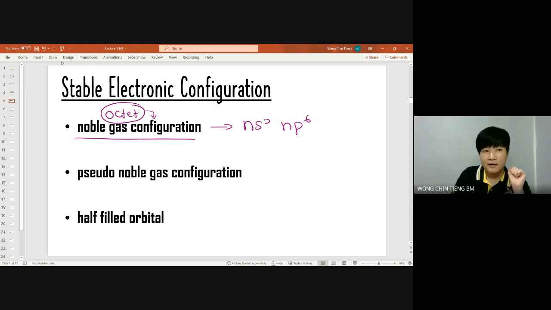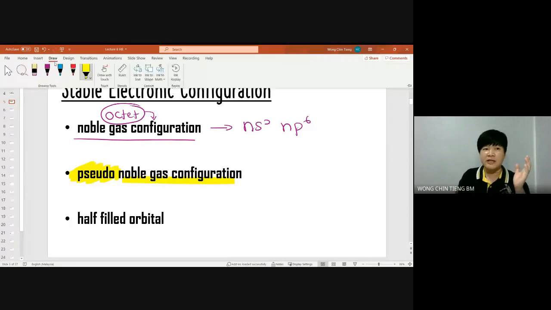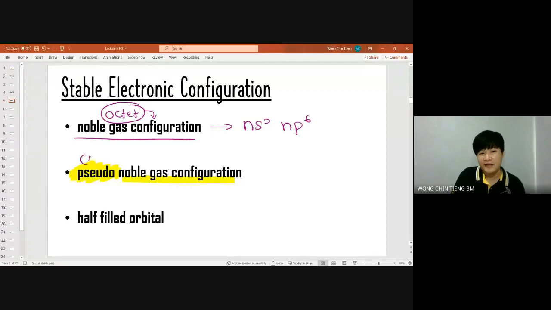Yang saya nak tengok, dan saya rasa yang kamu nak tengok pun adalah pseudo noble gas configuration. If you learn in your biology, you realize that your pseudo is like fake. Kalau tak silap saya, false. Betul? Alright, in biology, it's actually the same term, same meaning. Apa maksud false noble gas configuration? Apa maksud pseudo noble gas configuration?